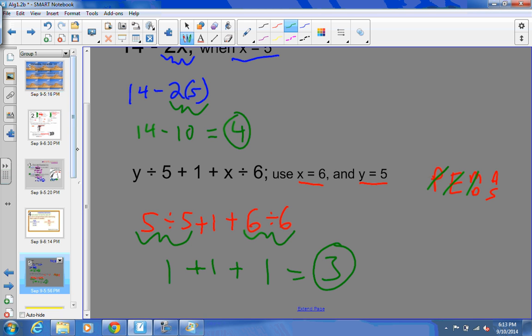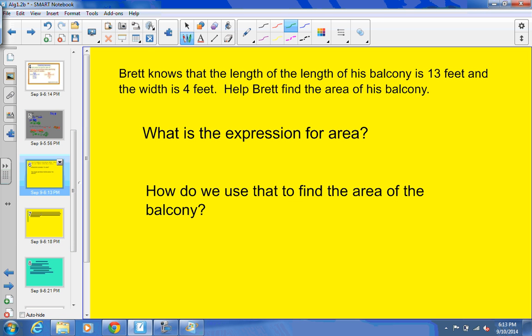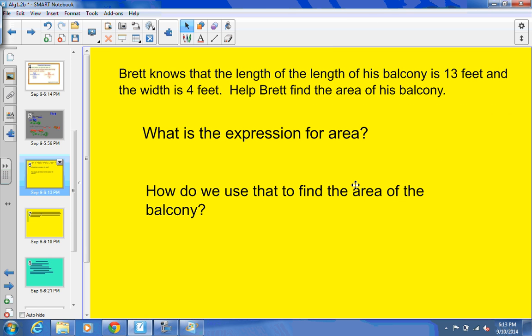Okay, so that's a quick overview of evaluating expressions. And I wanted to show one real world example that you probably learned how to do back in, I don't even know, 3rd, 4th grade at least. It's talking about area. So our situation says that Brett knows that the length of his balcony is 13 feet. Typically if you see numbers, it's probably something important. And the width is 4 feet. Help Brett find the area of the balcony.